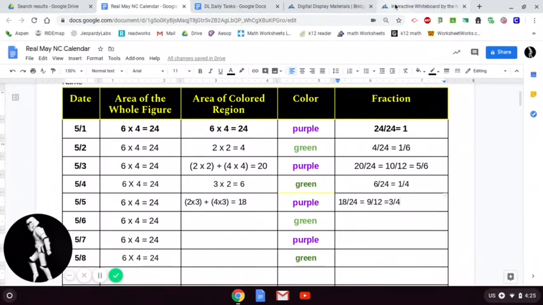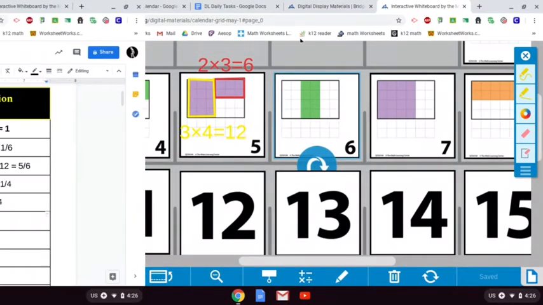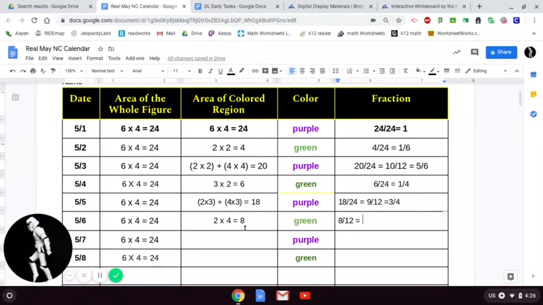Let's look at the next day of our calendar. This day, our shape has been split up into 3 equal parts. Only the center has been shaded. What is the area of that center portion? Well, it's 2 on the bottom and 4 on the side, so it's 2 by 4. I've got a 2 by 4 array. My total area of the color region is going to be 8 because it's 2 times 4. We know the color was green. Then we're looking at the fractions. Again, we're going to try to simplify this fraction by dividing it by a common factor.